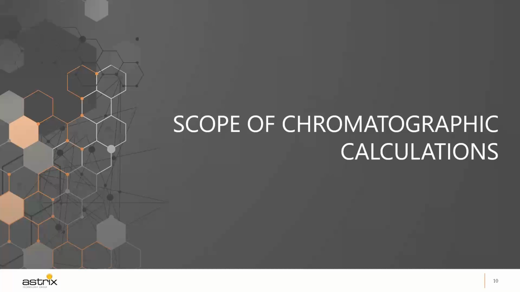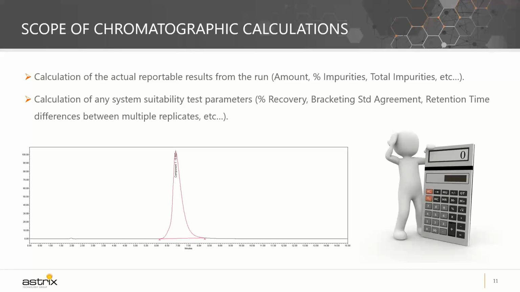So, scope of chromatographic calculations. The obvious things that come to mind when talking about chromatography-related calculation are the calculation of the actual reportable results from the run. So let's say amount, percent impurity, total impurity, label claim, dissolution results, and also calculation of any system suitability test parameters. An example of this would be percent recovery, bracketing standard agreement, retention time differences between multiple replicates, etc.